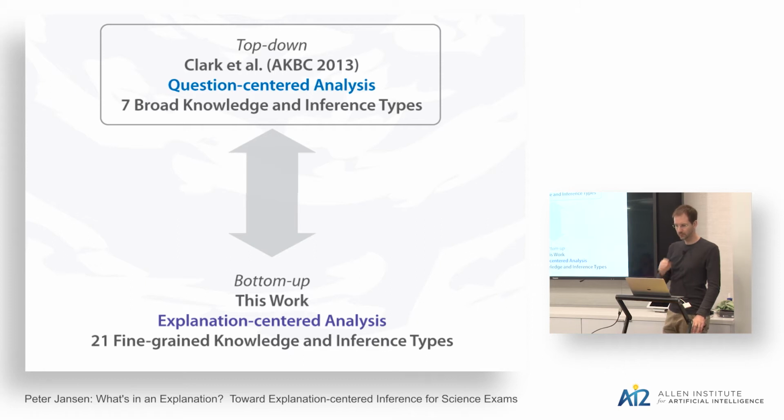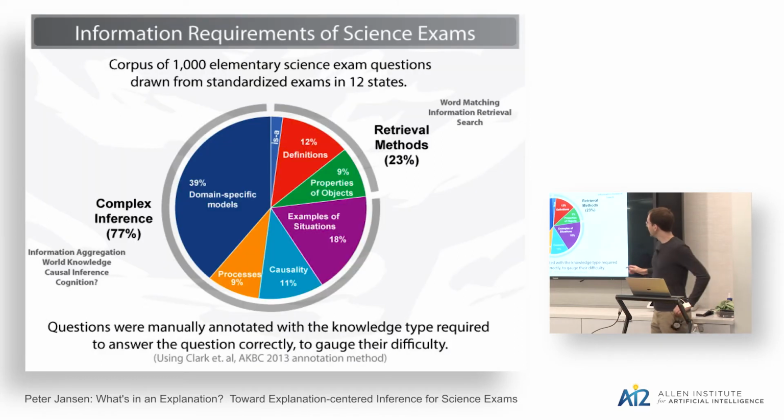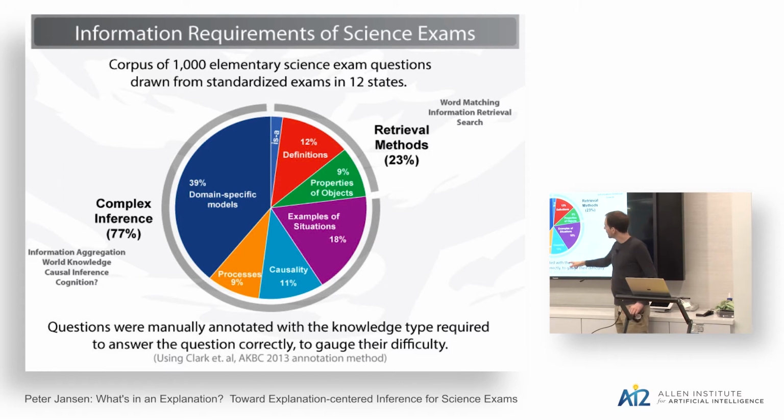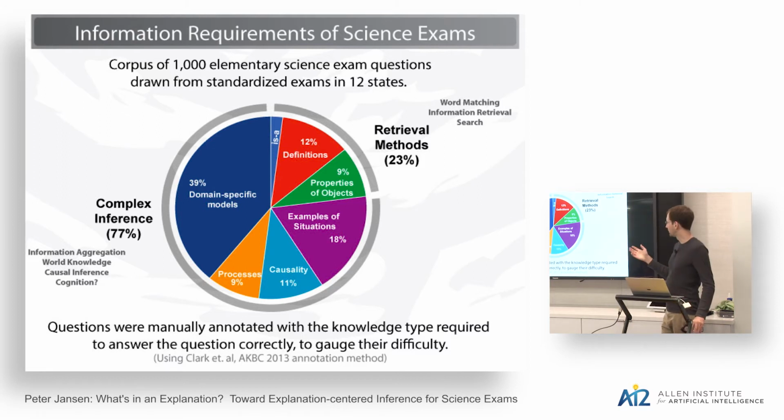The top-down study was done already in this really cool paper by Peter Clark at AKBC 2013. They basically did an analysis where they divided questions into 7 different knowledge types, 3 of which I call retrieval methods, so questions that are primarily testing taxonomic knowledge, which is about 2%, definitions or properties of objects, and then complex inference questions like examples of situations, the causality and processes that a lot of us are interested in, and then the domain-specific models that really capture sort of common sense reasoning, information aggregation, world knowledge, causal inference, and maybe even cognition.